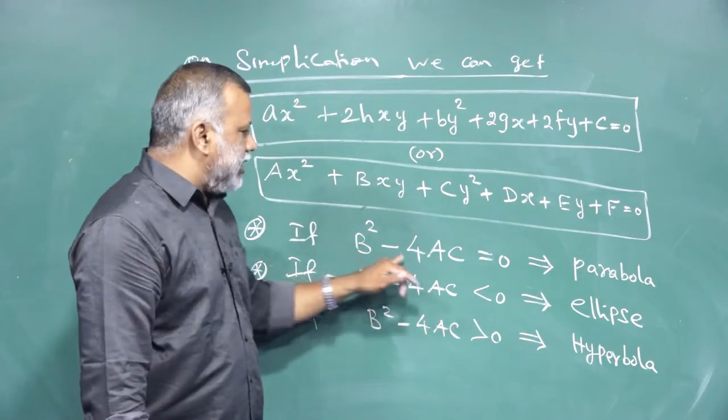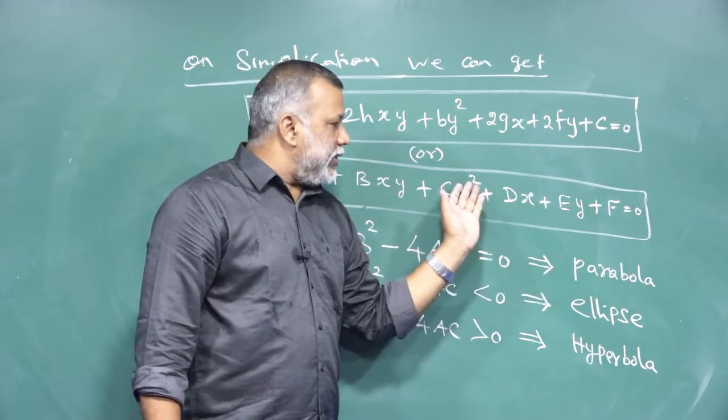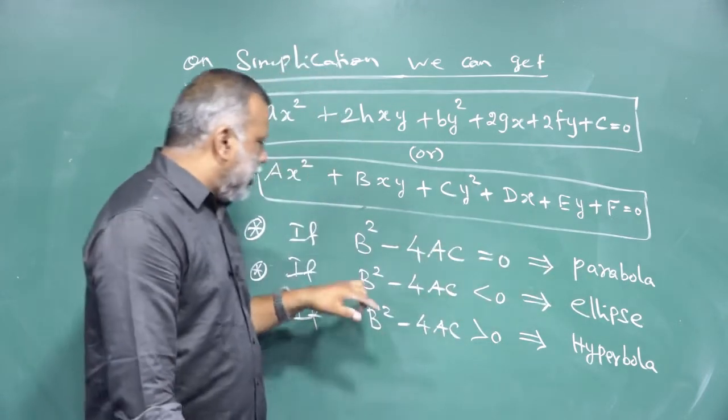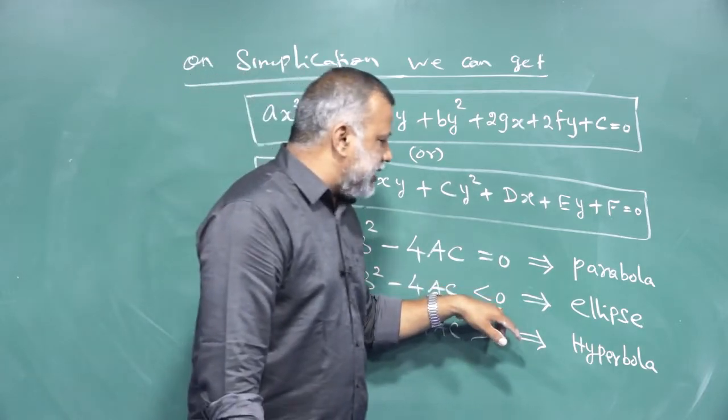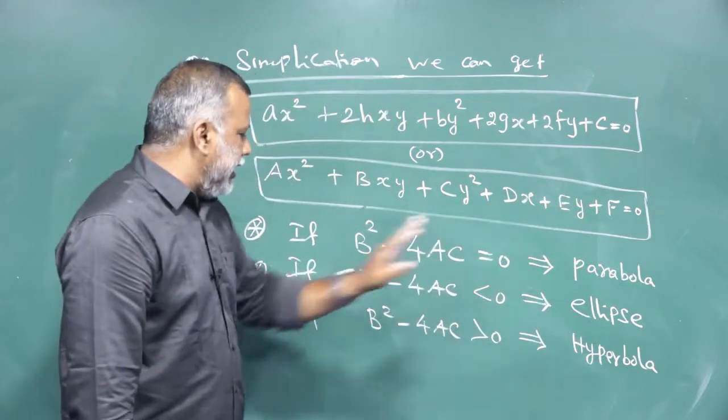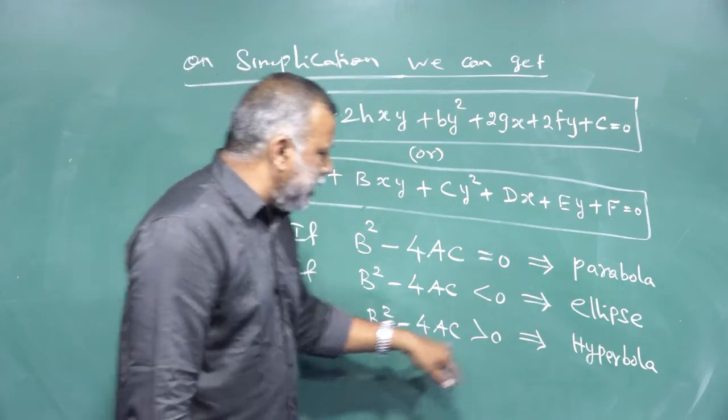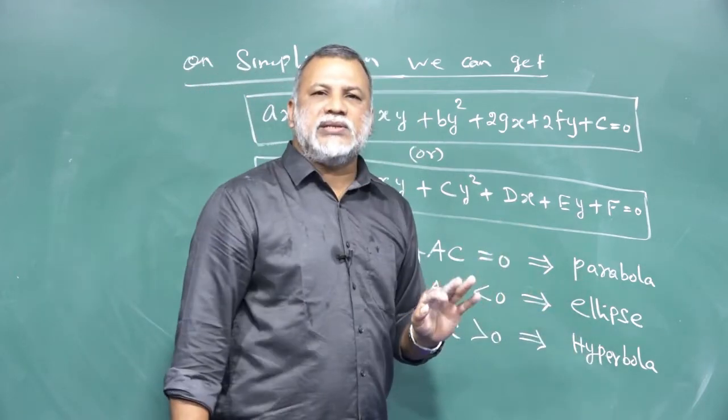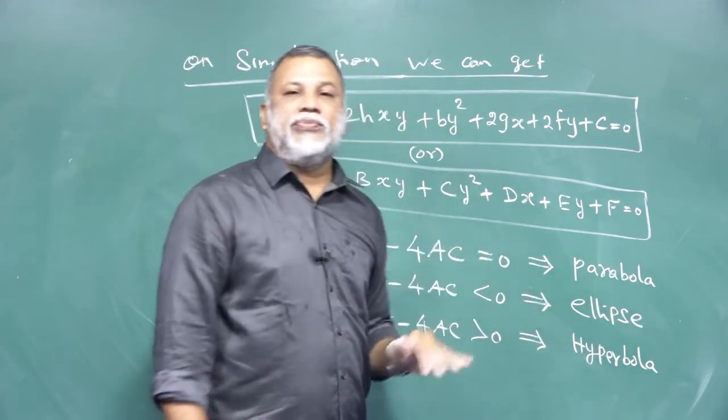B squared minus 4ac equal to 0, then the above equation represents a parabola. b squared minus 4ac less than 0, then it represents an ellipse. b squared minus 4ac greater than 0, then it represents a hyperbola.